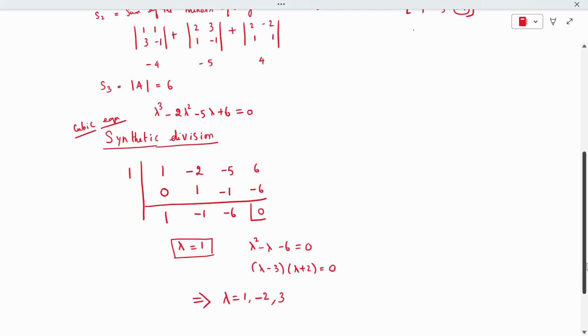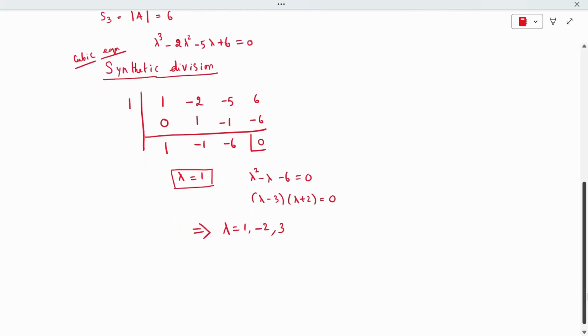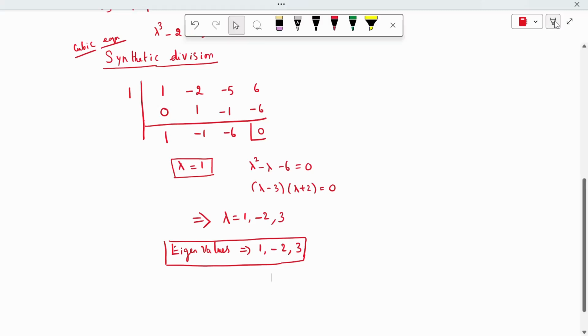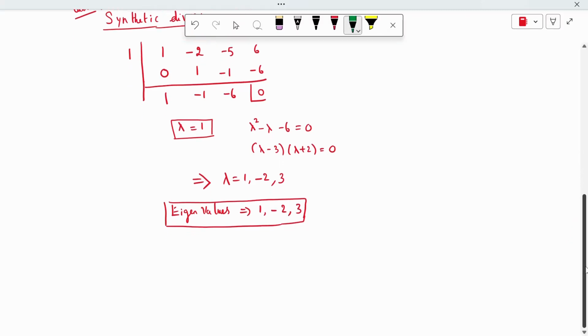This lambda is called eigenvalue, these are called eigenvalues. We have 3 cross 3 matrices. So the eigenvalues are 1, minus 2, 3. So eigenvalues have been completed. The next step is to find the eigenvector. So eigenvector we have to find.